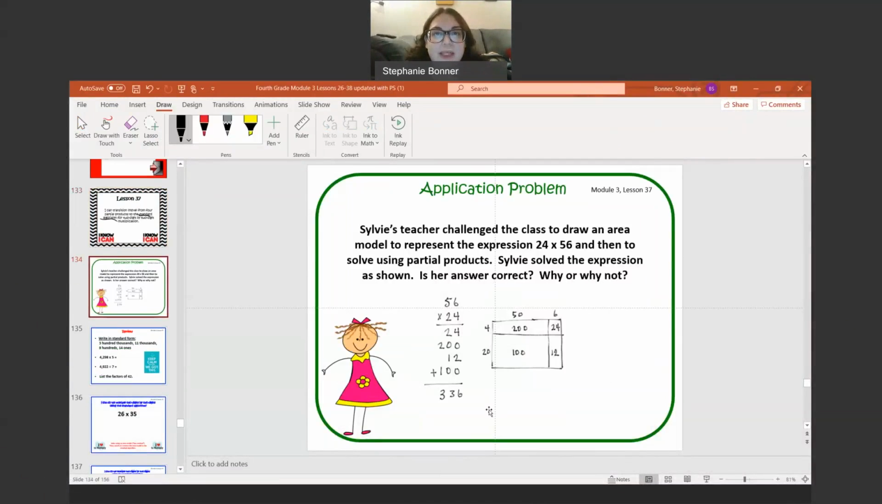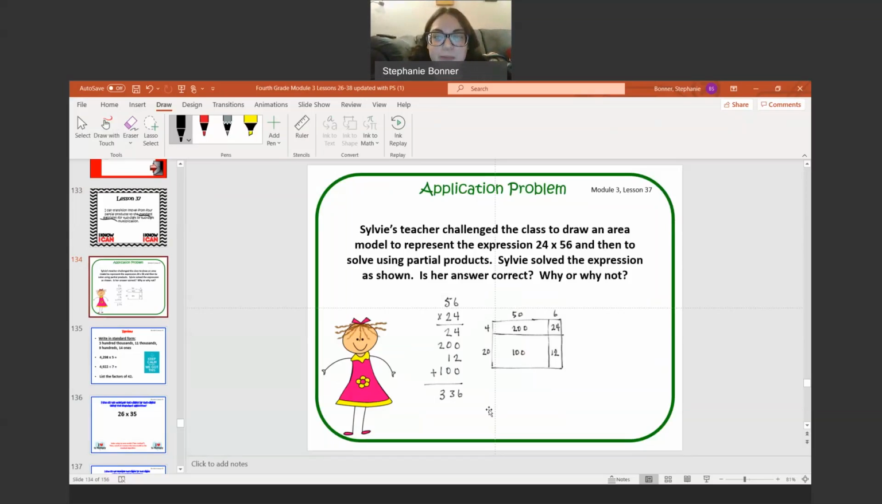So let's look at the application problem. It says Sylvie's teacher challenged the class to draw an area model to represent the expression 24 times 56 and then to solve using partial products. Sylvie solved the expression as shown. Is her answer correct? So she did what we learned yesterday, which is really today, on Monday. She's using what we learned on Monday.